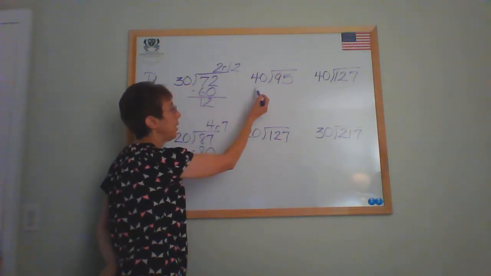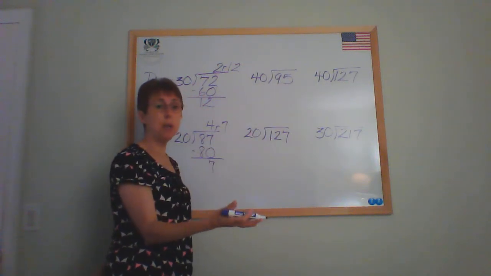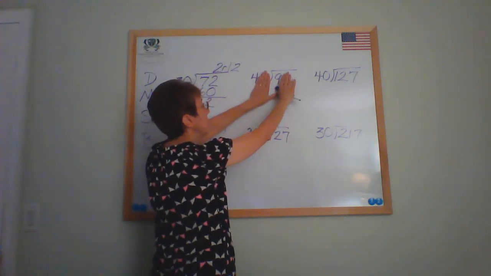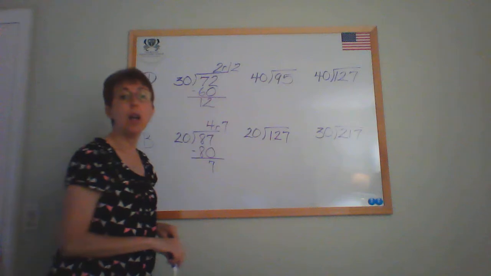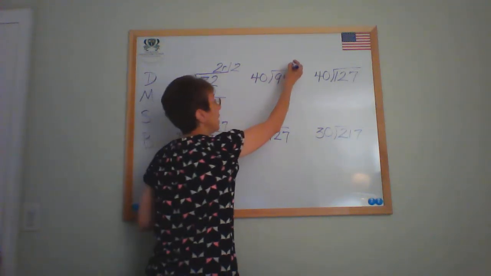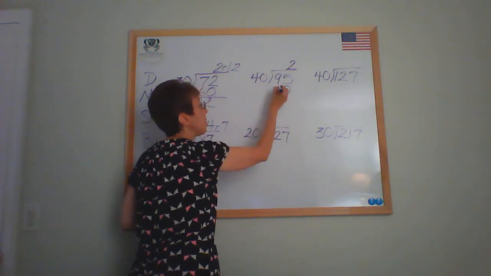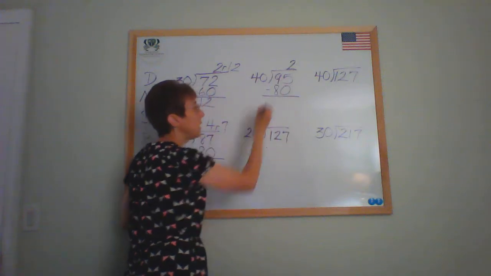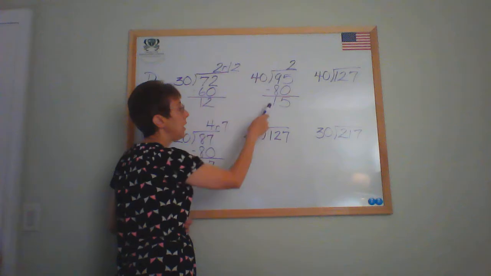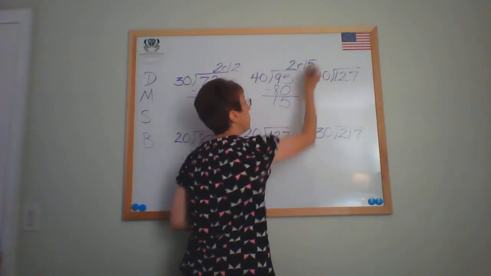95 divided by 40. Again, you may know what the answer is, but if not, you want to use something as your guide, and so you can say 9 divided by 4. 9 divided by 4 would be 2 because 2 times 4 is 8. So let's try 2. 2 times 0 is 0. 2 times 4 is 8. 95 minus 80 equals 15. 15 is less than 40, so that is our remainder.